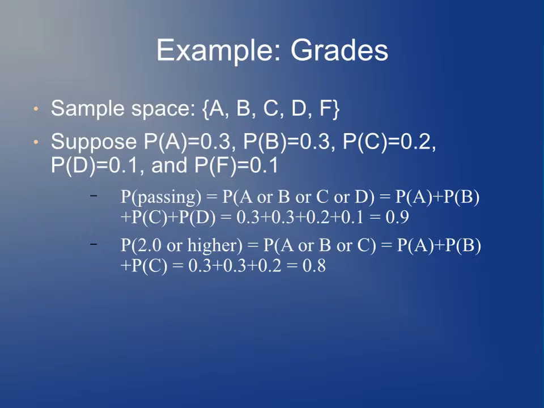Similarly, the probability of a 2.0 or higher is the probability of A plus the probability of B plus the probability of C, which in this case is 0.8.